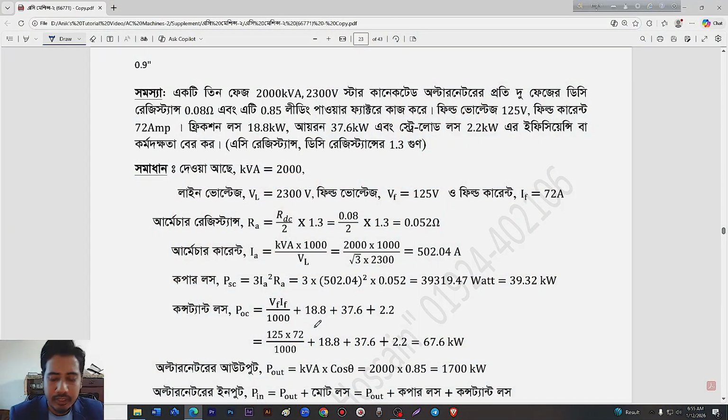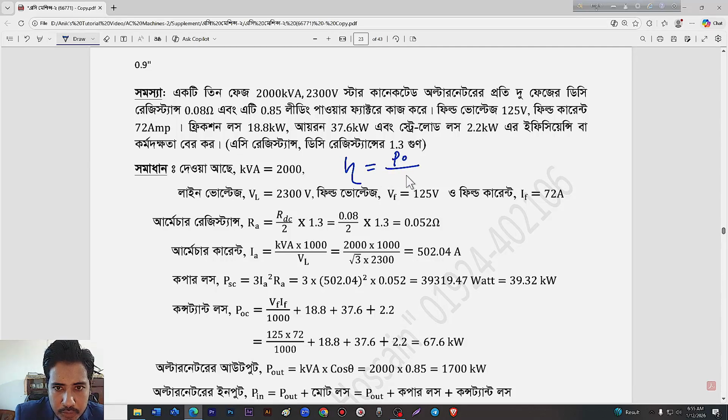You can see another math, and this is very important math for your examination. Of course, you have already memorized the formula of efficiency. We know that the efficiency, eta, equals output divided by input times 100%, and that means input will be output plus total loss.